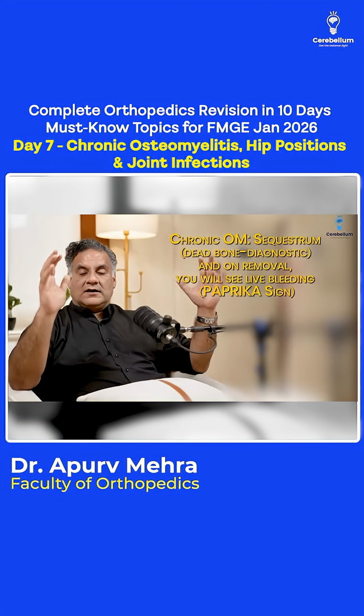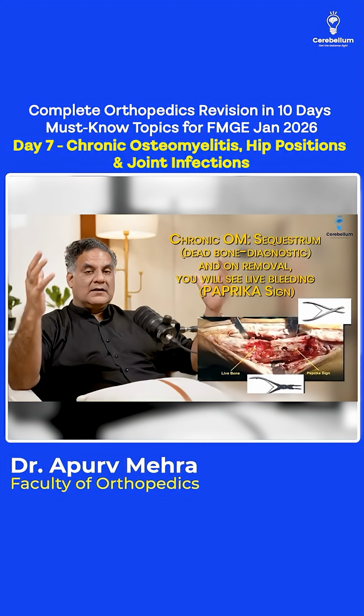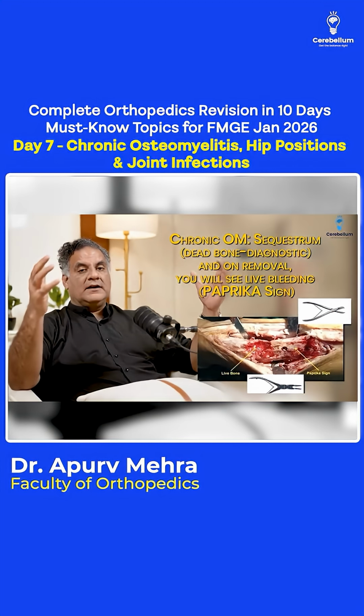Osteomyelitis, when it's chronic, is one of the most common images shown to you in orthopedics. Think about sequestrum, the dead bone, which is diagnostic. And when you remove the sequestrum, the live bleeding bone comes. That's called the paprika sign.